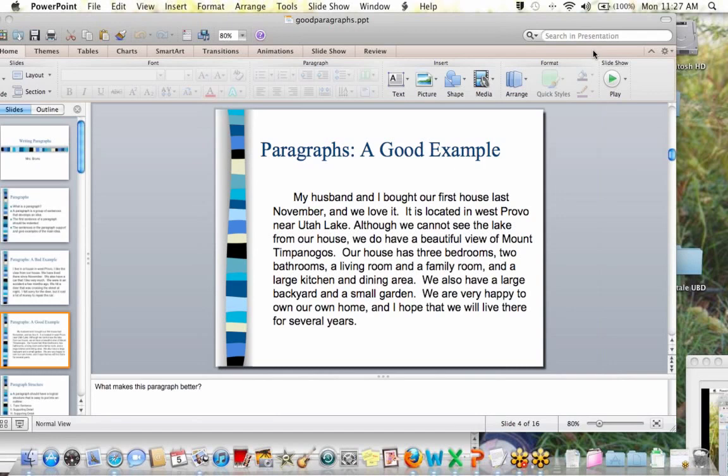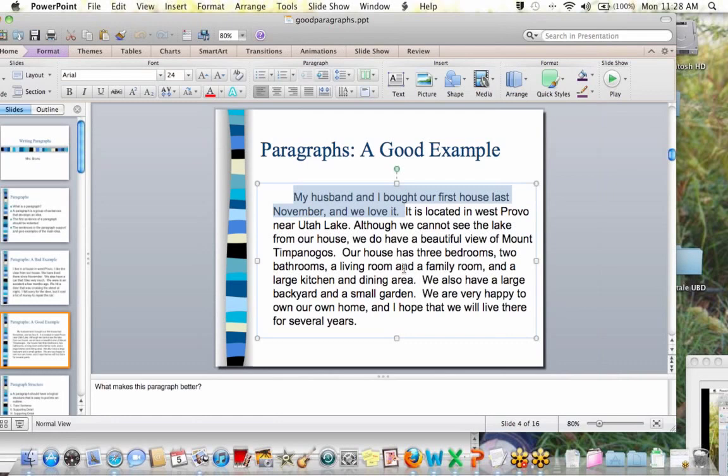What makes this a much better example? Jaden. It stays on topic. Yes, it's all about one thing. It's all about the house. Lucas, what else makes it better? It's indented this time. Very good. Vero, what else? It tells the reader what you're going to write about. Yes, it has a topic sentence. We're going to talk about that in just a second. And then it also has a conclusion sentence, by the way.